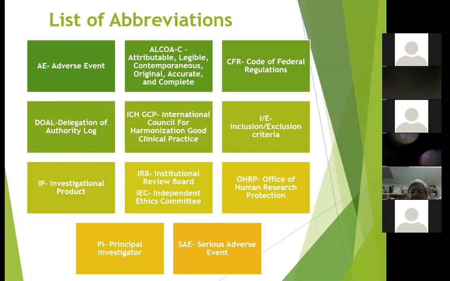IRB or IEC is our ethics review committee. Without their approval or at least their acknowledgement, we shouldn't be conducting research. OHRP is a governing body that consists of guidances to follow. PI, we all know that, is our principal investigator. And SAE is serious adverse events. Again, this will be discussed more in session 9 when we talk about event reporting.